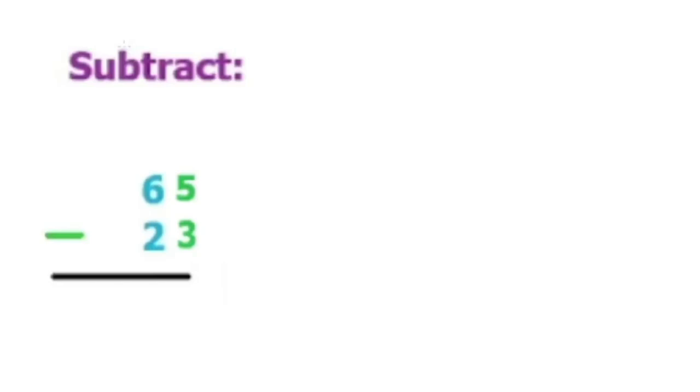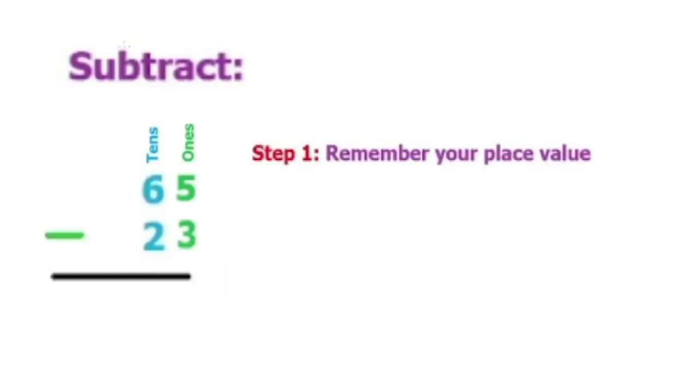In this lesson, we're going to subtract two-digit numbers. So if we have a problem like this that says subtract 65 minus 23, we're going to go through the steps. First step is to remember your place value. Okay? So these are the tens and these are the ones.